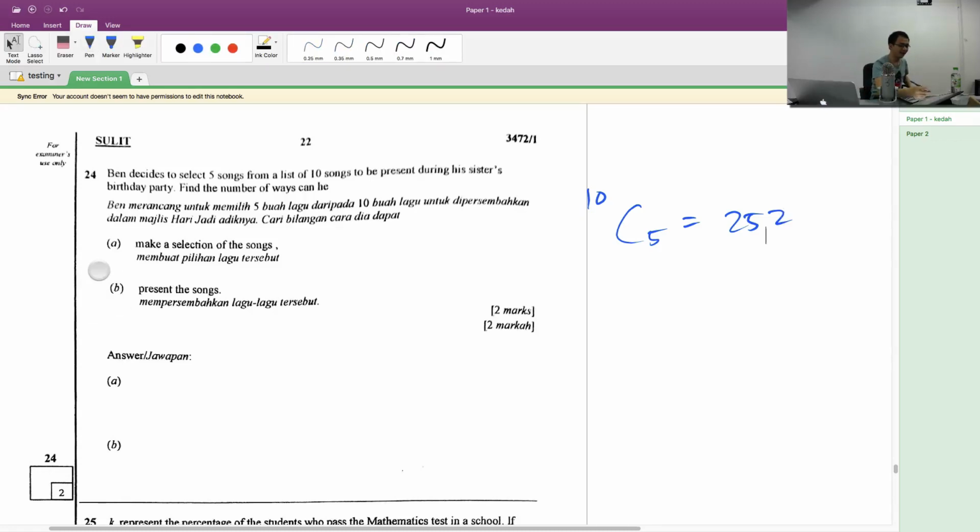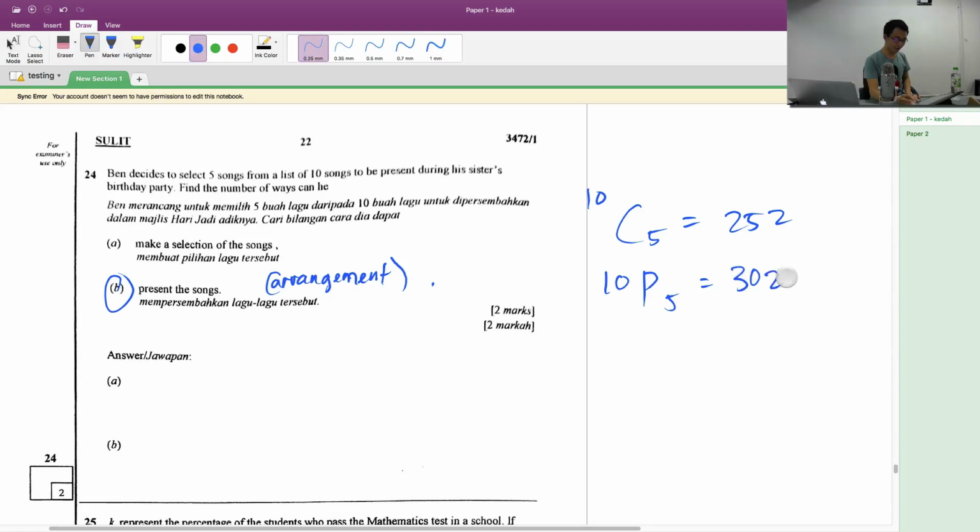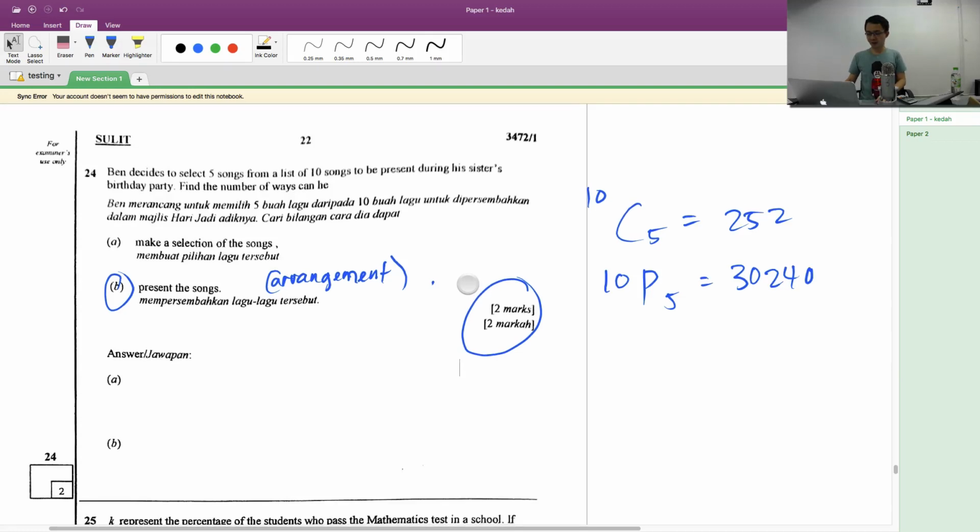But how about B? If he wants to present the songs, when you want to present the songs means you have a certain song you must put at the first place, a certain song you must put at the last. That means arrangement is very important. So you have 10 songs, you want to arrange 5 songs. If you use C, it will be wrong because arrangement should be P. So this one is just 10P5. I think each part actually you will get 1 mark because it's only a 2 mark question. So if it's only a 2 mark question, it should be very direct. Okay?